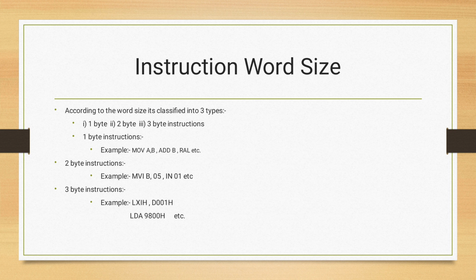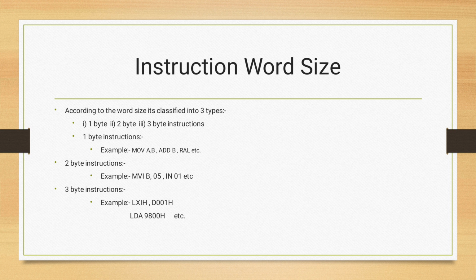The first byte 21 is the opcode for the instruction LXI H, the second byte 01 represents the 8 LSBs of the data, which is loaded into register L, and the third byte D0 is the 8 MSBs of the data, which is loaded into register H. The last one is LDA 9800 hex. What does it mean? Get the content of memory location 9800 hex and load it into the accumulator. So this also comes under the 3 byte instructions.